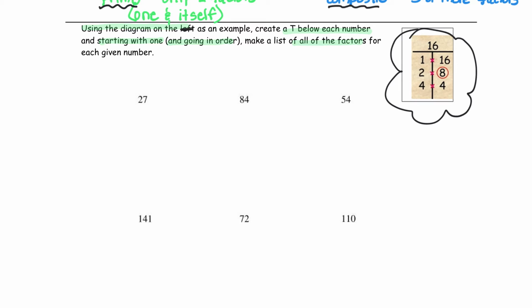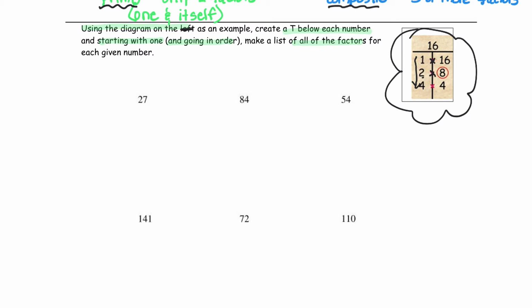So for 16, we have 1 times 16. Then we have 2 times 8. Please notice that going down this way, we go in order this way. We start with 1, and then we say, can 2 go into that number? And you can use your calculator to help you make the T-charts.